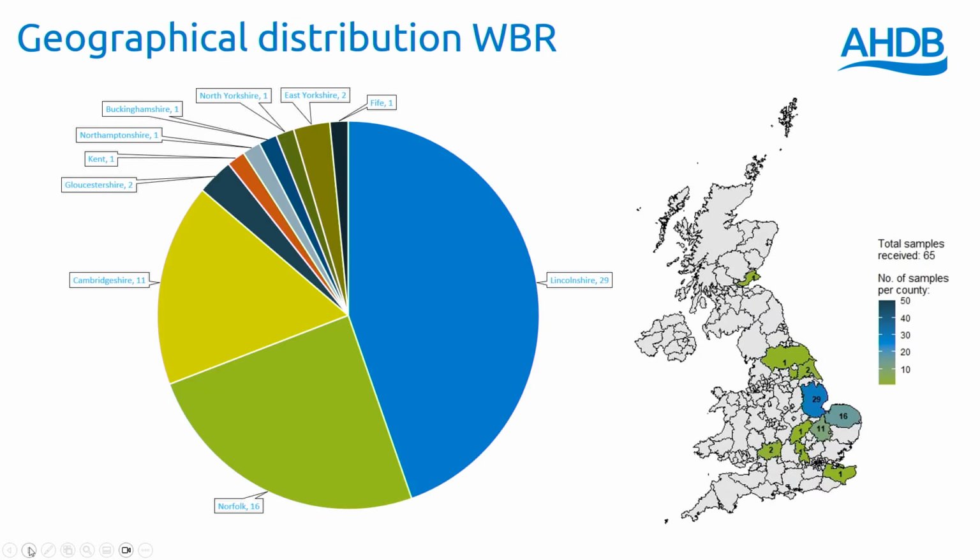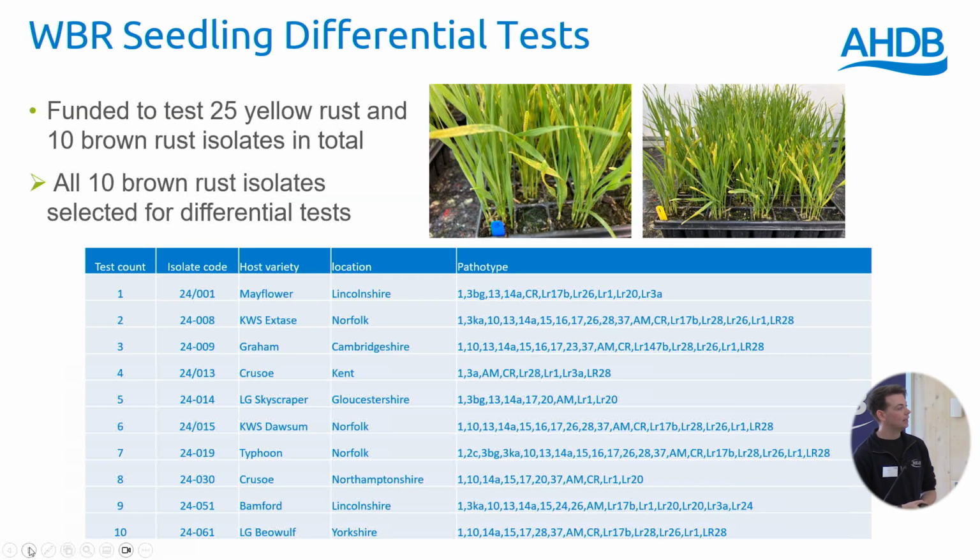This is the geographical locations of where we received all the samples from. So 29 of the samples came from Lincolnshire, and 16 from Norfolk, and 11 from Cambridgeshire. So in addition to the 25 yellow rust isolates that we tested, we've selected 10 of the brown rust, and these are the 10 that we selected. So again, you can see which variety they came from, the isolate code, and the location. And in the far right column, you've got the pathotype of that particular isolate.